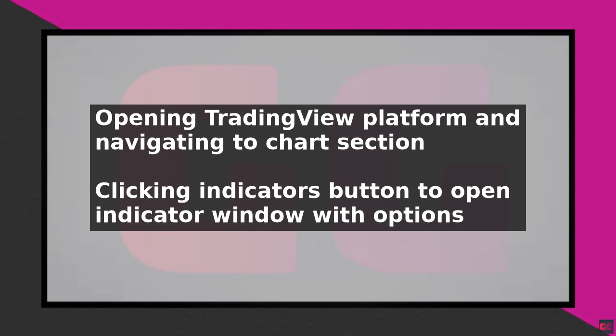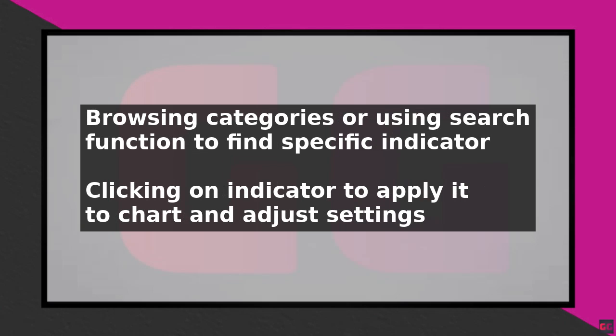To add an indicator in TradingView, start by opening the platform and navigating to the chart section. Once you have your chart open, click on the Indicators button located at the top of the screen. This will open the indicator window, which displays a wide range of available indicators, including moving averages, relative strength index, and Bollinger Bands. You can browse through the different categories or use the search function to find a specific indicator.